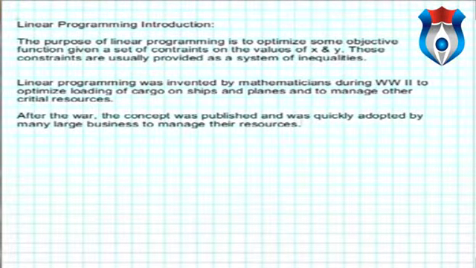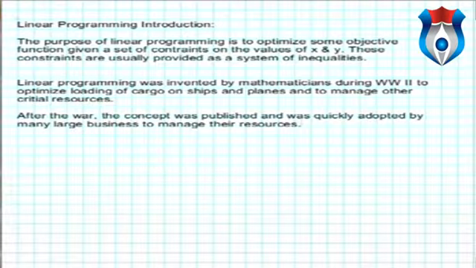The purpose of linear programming is to optimize a function. Optimize means to either maximize or minimize that particular function. In this case, though, that function is subject to a set of constraints that limit the particular values for x and y that we can choose. These constraints are usually provided as a system of inequalities. In the last lesson, we learned how to graph systems of inequalities to find the solution space.